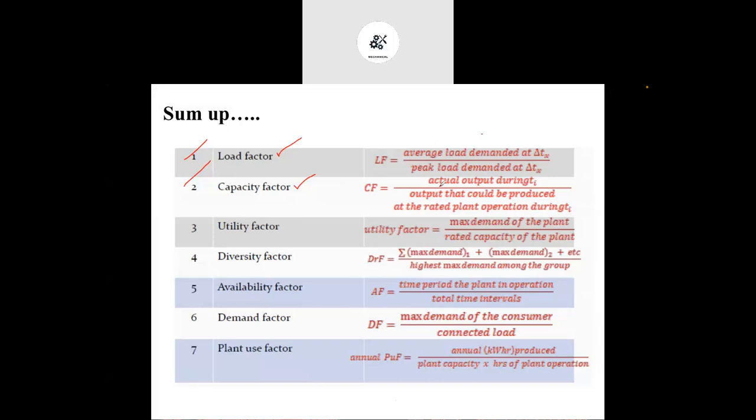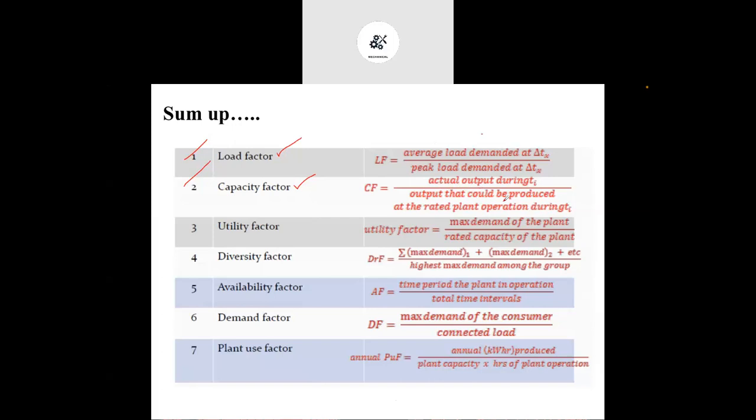So this is the summarized slide, in which you can see the definitions of the different factors. Each and every factor has been defined, and each is different from the other. Load factor is the ratio of average load demanded in a particular time period divided by peak load demanded in that time period. Capacity factor is the ratio of actual output during a particular time period divided by the maximum output that can be produced by that power plant. That is your capacity factor.